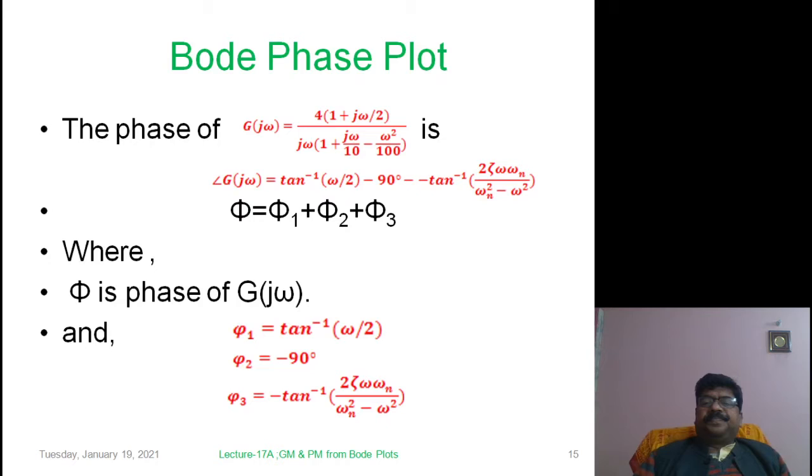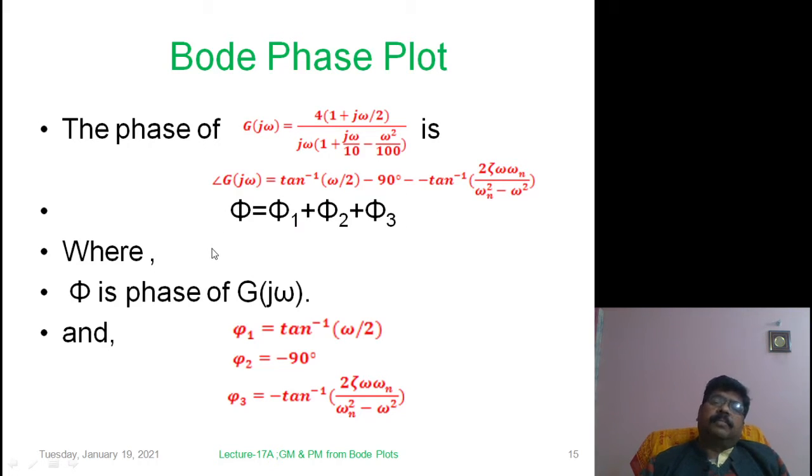So now you are able to see that phi 1 equals tan inverse omega by 2, phi 2 equals minus 90 degrees, and phi 3 equals minus tan inverse of twice zeta omega omega n divided by omega n square minus omega square. So this is the angle. Now you know the formula.